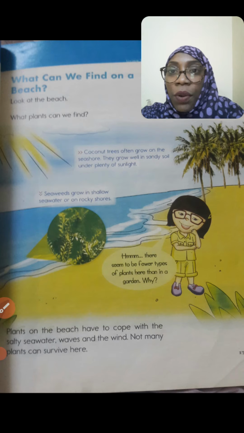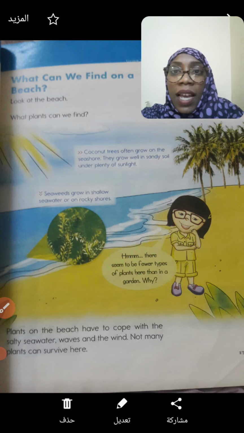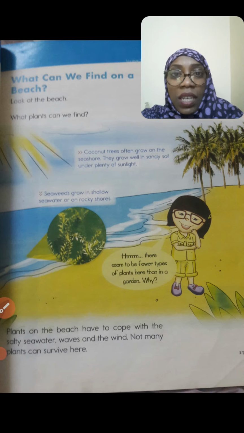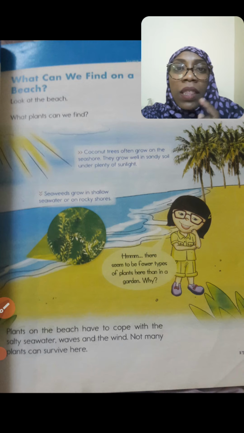I will read it for you. I'll start from the title. What can we find on a beach? Look at the beach. What plants can we find? Yes, we pointed before, right? So let's start with the first one. Coconut trees often grow on the seashore.